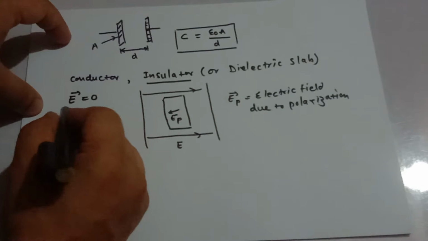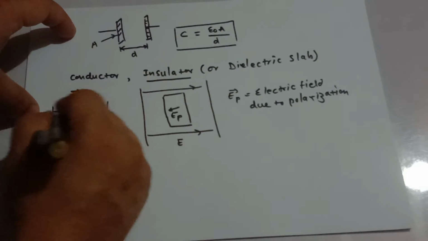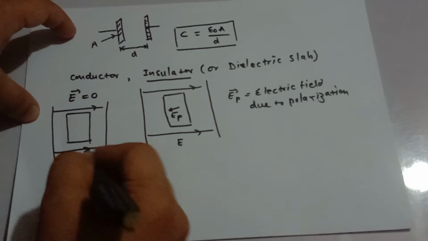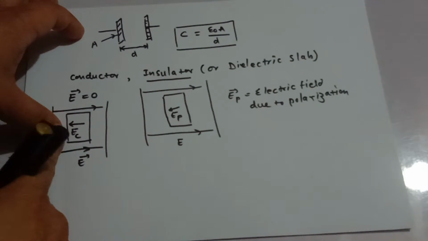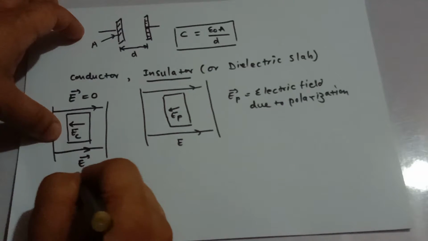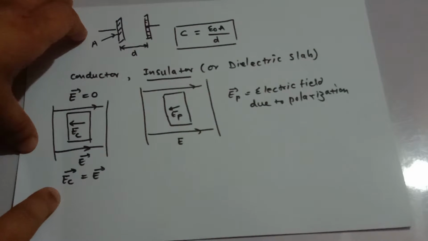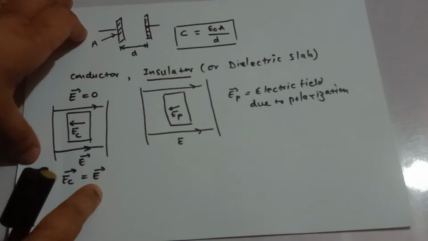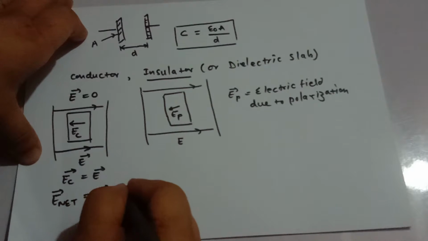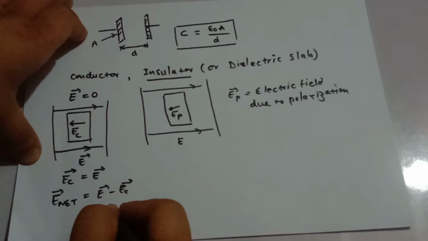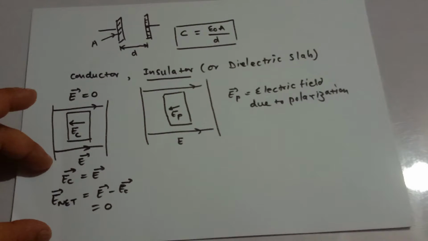But in this case, suppose I have a conductor, and if I put this conductor inside an electric field E, then the electric field inside the conductor is in such a fashion that EC is equal to E. It means the electric field inside the conductor is equal to the external field. So the net electric field of a conductor becomes E minus EC, and because this E and EC are the same, that would be 0. So you can say that the electric field inside a conductor becomes 0.